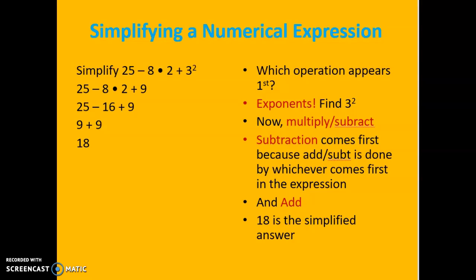Then the order of operation rules tell me to do multiplication or division from left to right, and I see an 8 times 2. So I'm going to do that. 8 times 2, 16. Then I do addition and subtraction, and I do whichever one comes first. In this case, subtraction comes before the addition, so I'm going to do the 25 minus 16, which is 9, and then add the 9 on the end, which is 18.